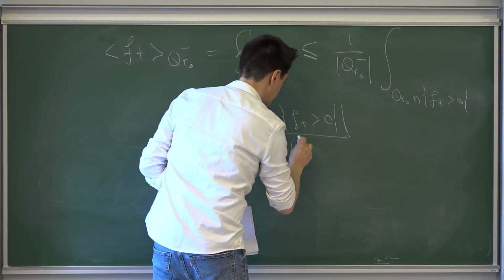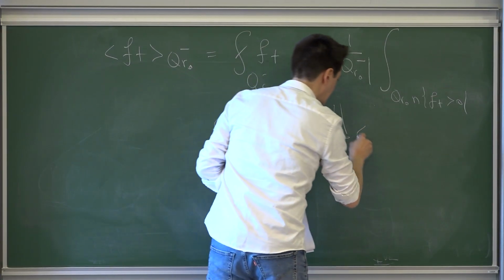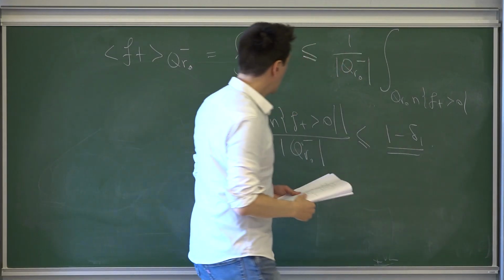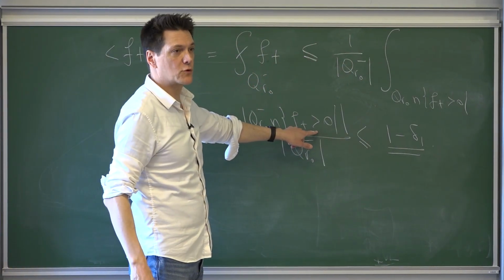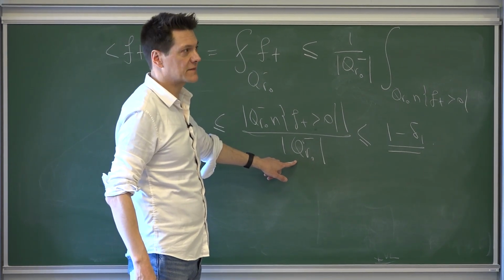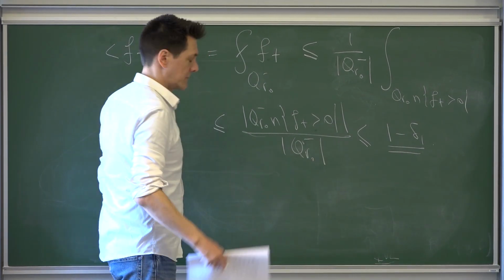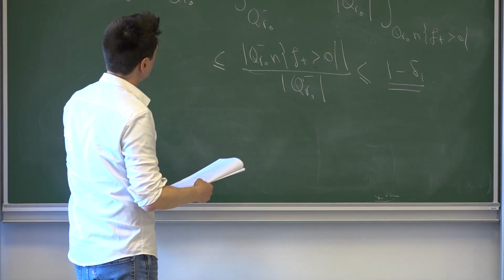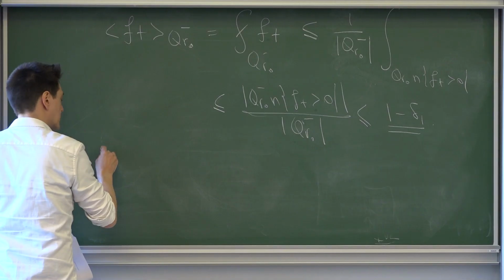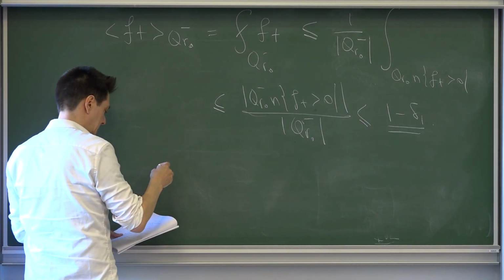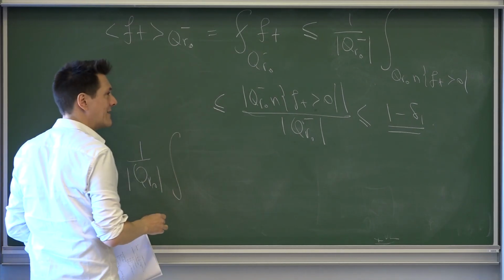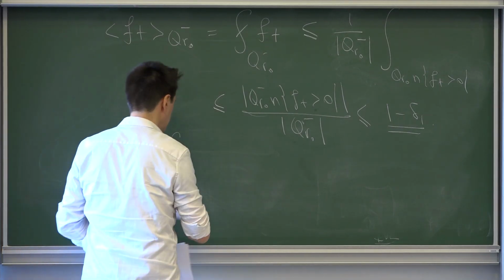And that is actually exactly less than 1 minus delta 1. Why? Because the complementary of that set occupies a proportion at least delta 1 of that set. So that's exactly my first assumption. Okay, so now I go back to the left-hand side of my Poincaré inequality.